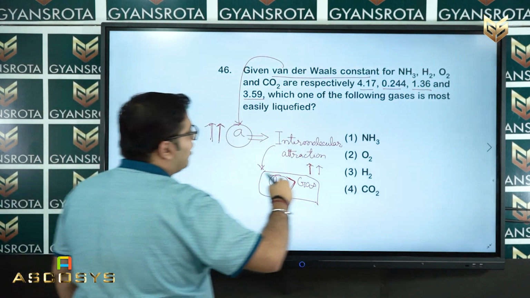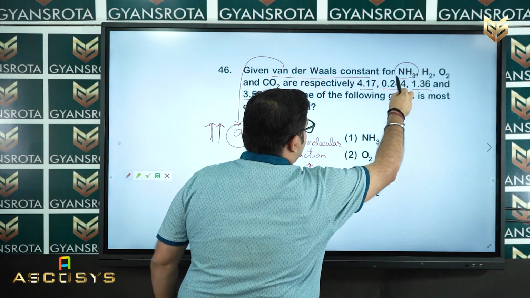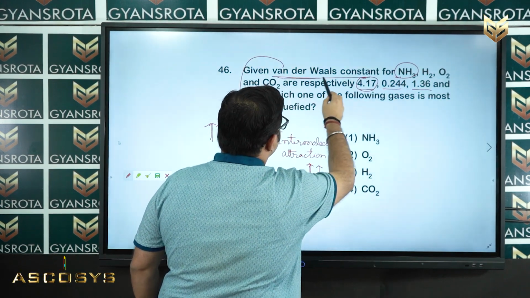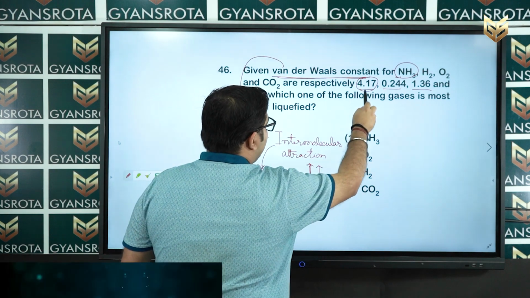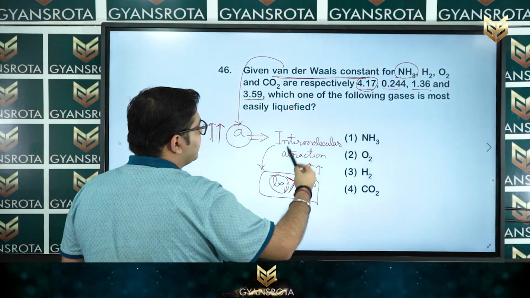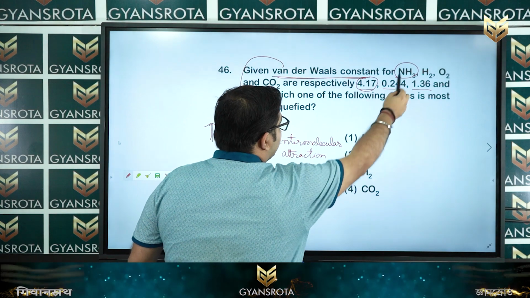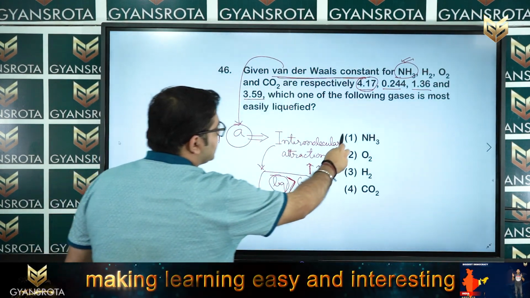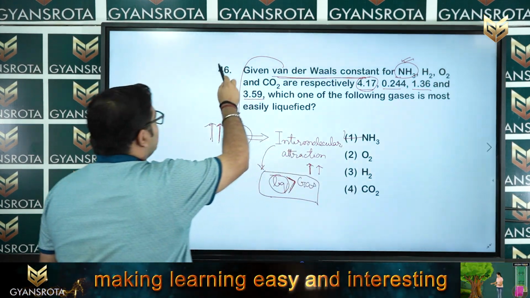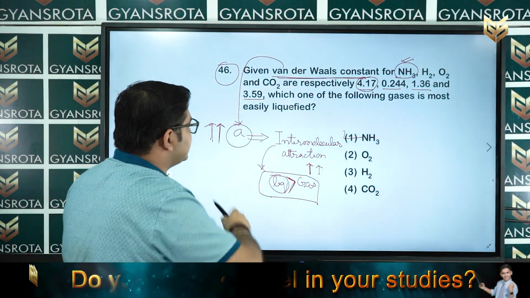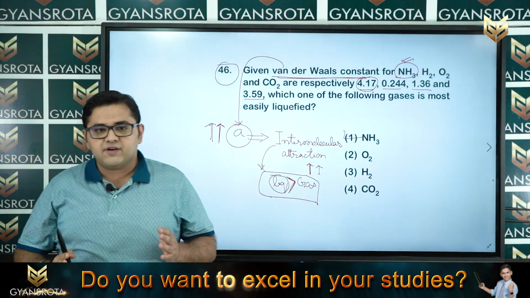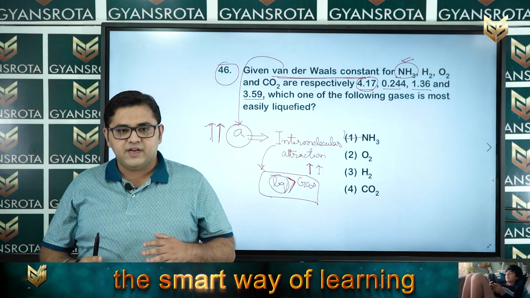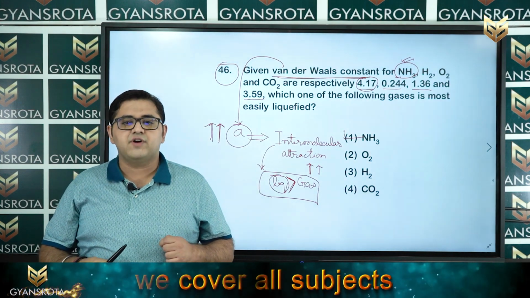If you see in the options, NH3 has the highest value of van der Waals constant A, that is 4.17. So, here the intermolecular attraction will be more, and NH3 will be liquefied more easily. So, option number 1 is the correct answer of question number 46. This question is taken from your chemistry 11th chapter, states of matter. Next, we are moving to question 47.